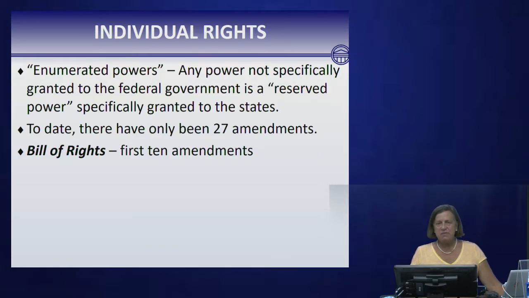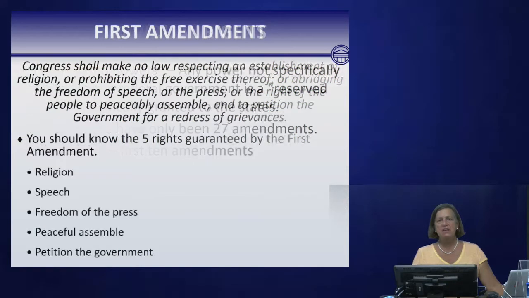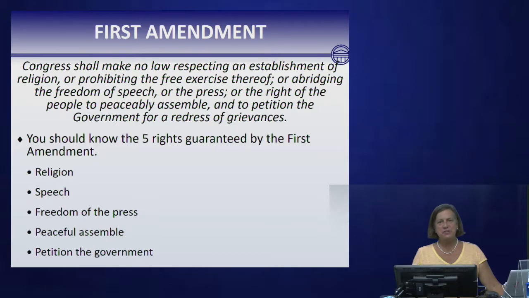Our Bill of Rights is the first 10 amendments to the Constitution, and we spend a lot of time talking about the First Amendment. The First Amendment is the First Amendment for a good reason. It is the most important amendment. So you should know the 5 rights guaranteed by our First Amendment: freedom of religion, freedom of speech, freedom of the press, the right to peacefully assemble, and the right to petition the government for a redress of your grievances.